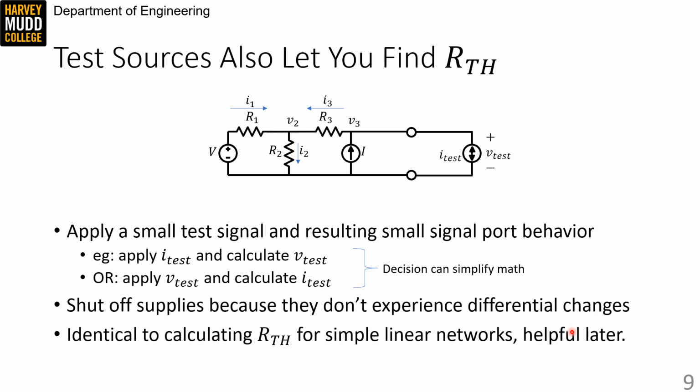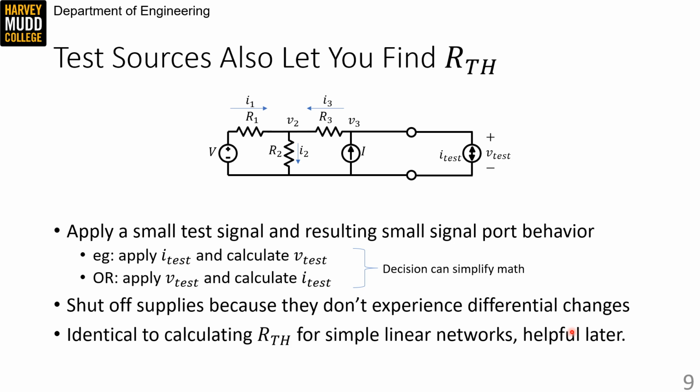Test sources are differentially small voltage sources or current sources that you attach to a port. You apply a differentially small signal to a port, either a voltage or a current, using that source, and that sets one of your two port variables. You can then calculate the other port variable, for example, finding V port if you apply a test I port, and then you use that second variable to find RTH by taking the ratio of it with your test variable.